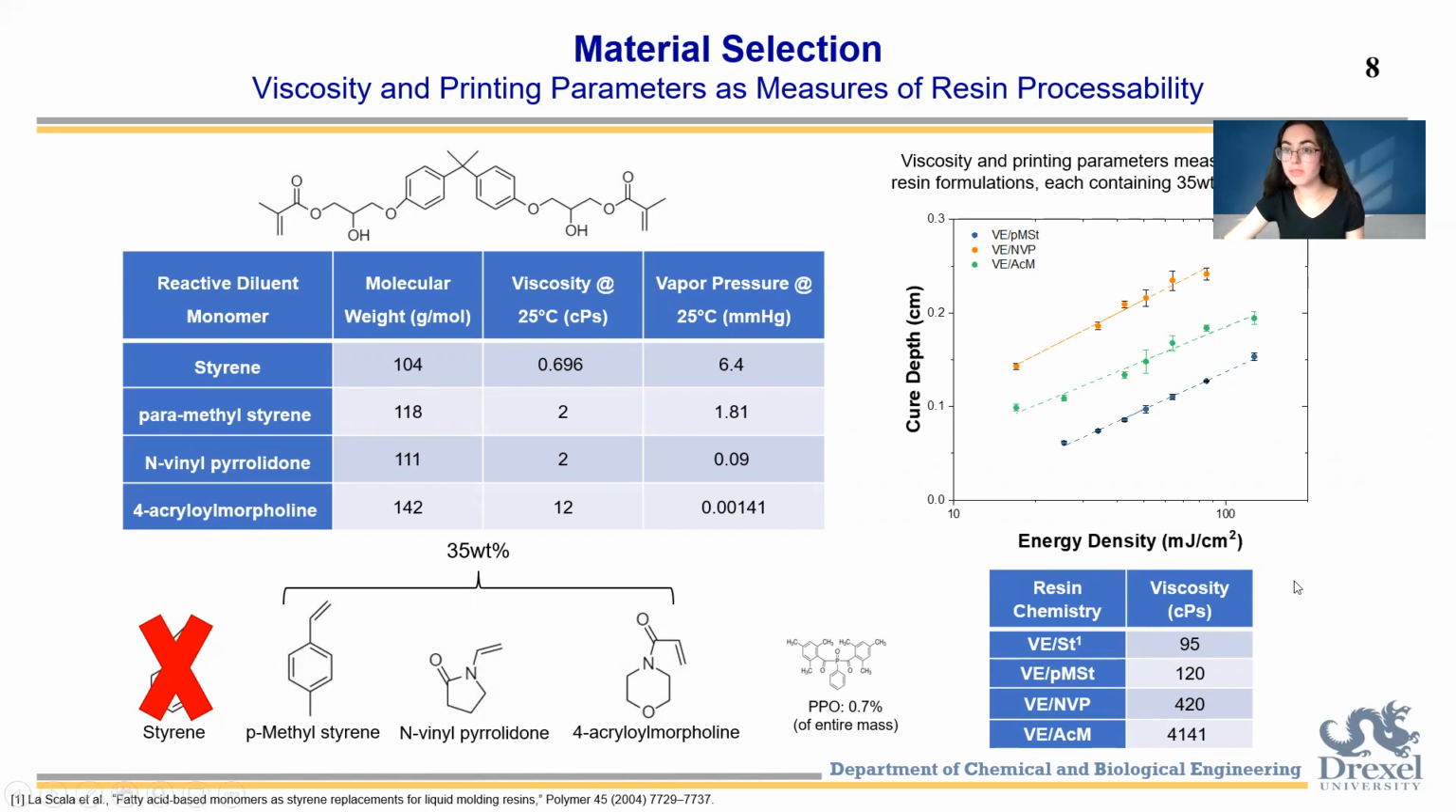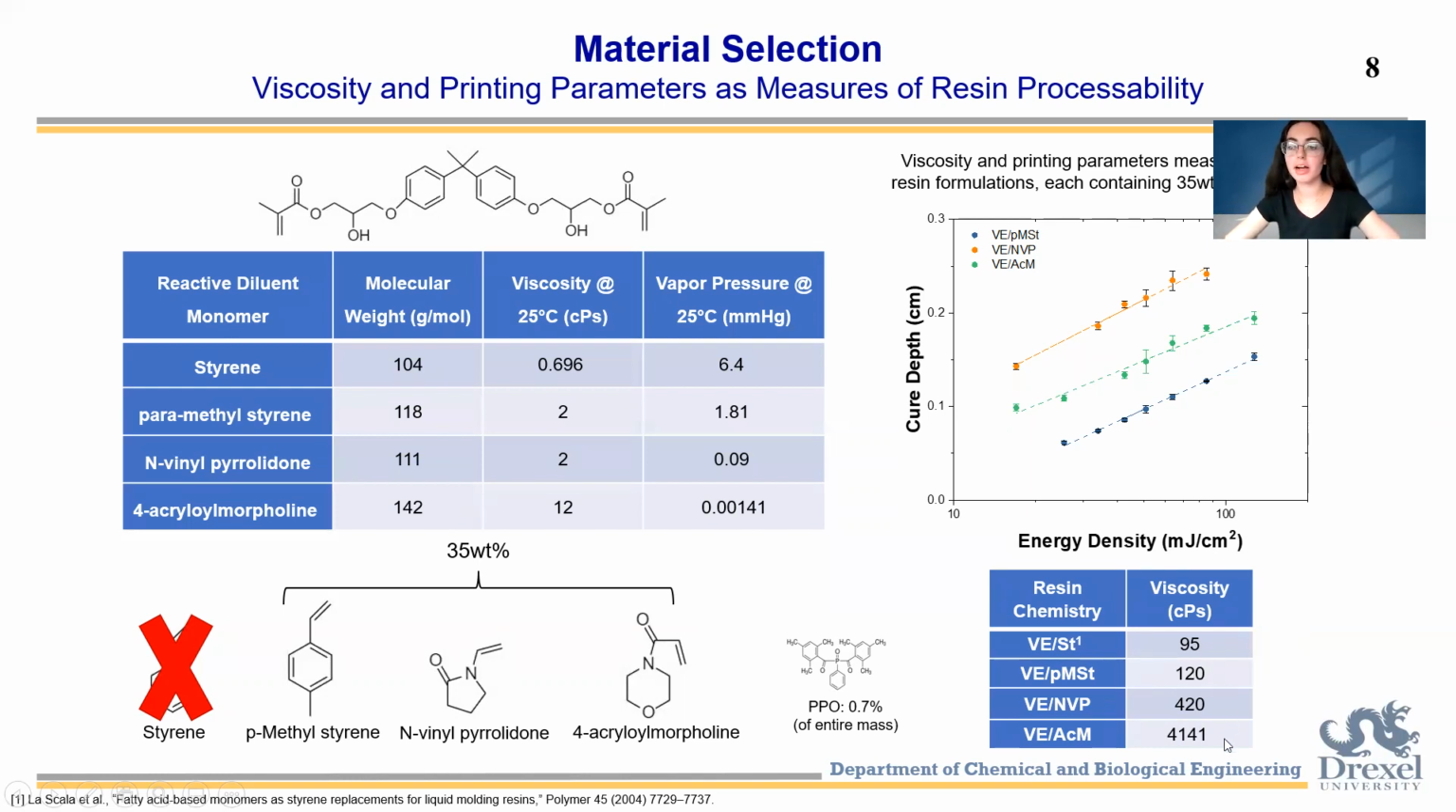Following this, looking at resin viscosity, like most polymer processing techniques, additive manufacturing processes, like digital light processing, have a viscosity threshold. For DLP, that threshold is around 5,000 centipoise. It's also often desirable to have a resin that's lower in viscosity, below 1,000 or 500 centipoise, to give you better design resolution.